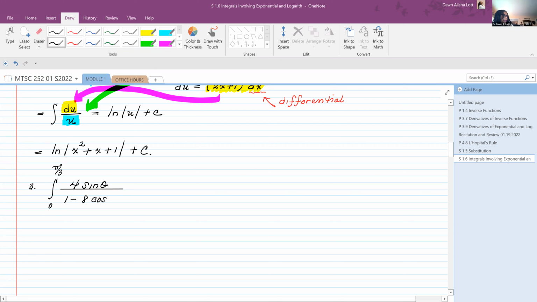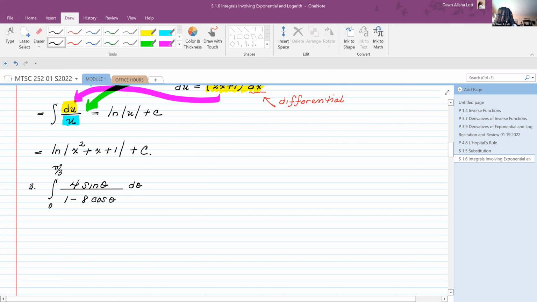Oh, there might have been a reason why I wanted it to be a 4. Let me think. One minus 8 cosine theta. It's just going to change the answer. It's not going to be bad. I can deal with it.